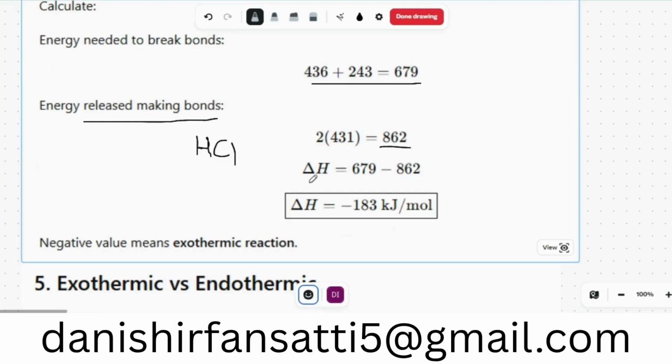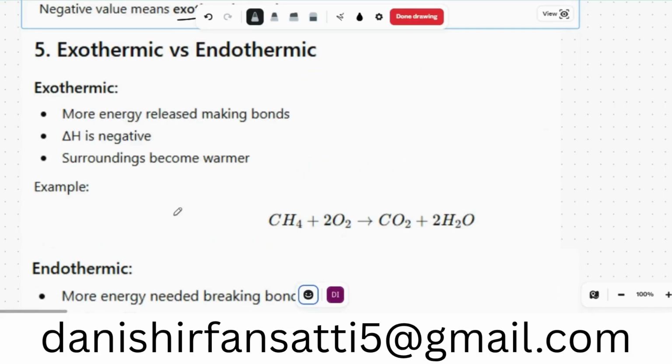So delta H is equal to 679, the energy absorbed, and 862, the energy released. So we will subtract them. Energy released is minus, energy absorbed is plus. That will give us delta H of minus 183 kilojoules per mole. So that means the reaction is exothermic.